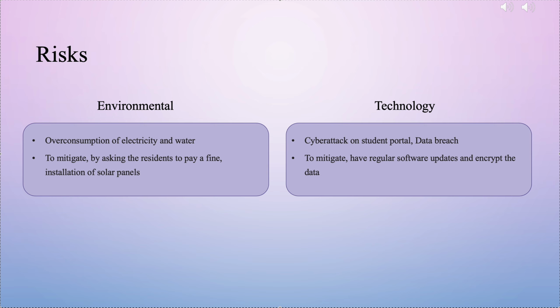Environmental risk. These relate to our environmental footprints, primarily the overconsumption of electricity and water. Mitigation includes encouraging responsible consumption through potential fines and significant investment in sustainable practices like the installation of solar panels.